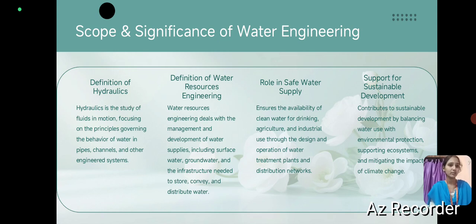Support for sustainable development. It contributes to sustainable development by balancing water use with environmental protection, supporting ecosystems and mitigating the impact of climate change. Water engineering helps make sure people have clean drinking water, and water for farming and industries, and it also supports sustainable development by protecting the environment and helping us deal with climate change.